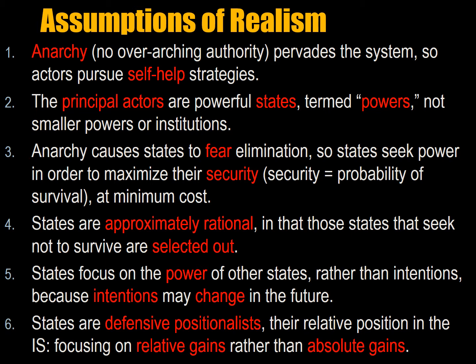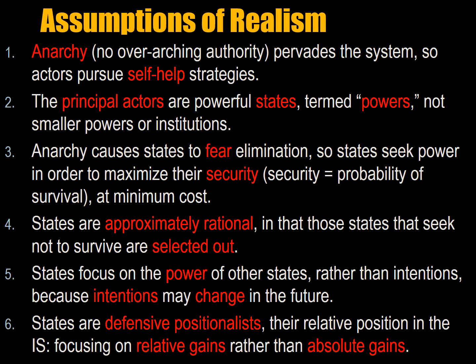Number three, anarchy causes states to fear elimination. So states seek power in order to maximize their security, where security is the equivalent of the probability of further survival. And they seek to do this at minimal cost. Four, states are approximately rational in the sense that through a process of natural selection, those states that seek not to survive or are led poorly are selected out.